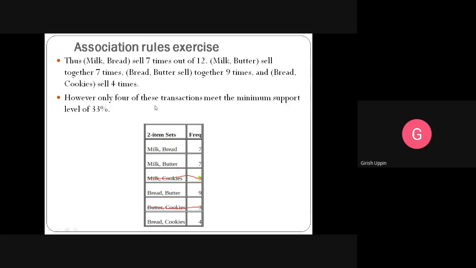And here also same thing we are going to do. The minimum support level is 33%. If frequency is 3, then those items will not be considered. What we will be left with: milk bread, milk butter, bread butter, and bread cookies.